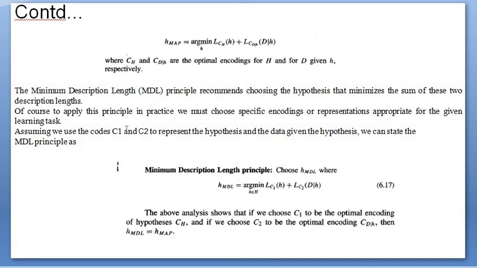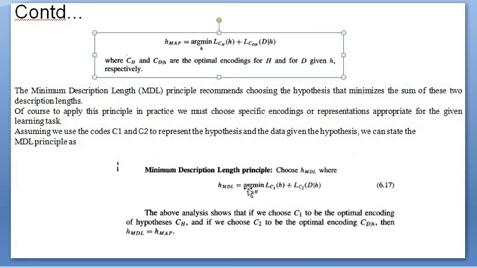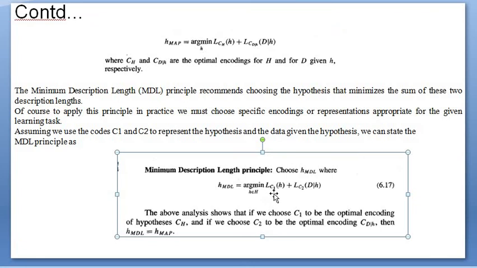Assuming we use the codes C1 and C2, two codes that we have given to the data, we can rewrite this equation as argmin L_C1(h) plus L_C2(D given h). So this is another code.